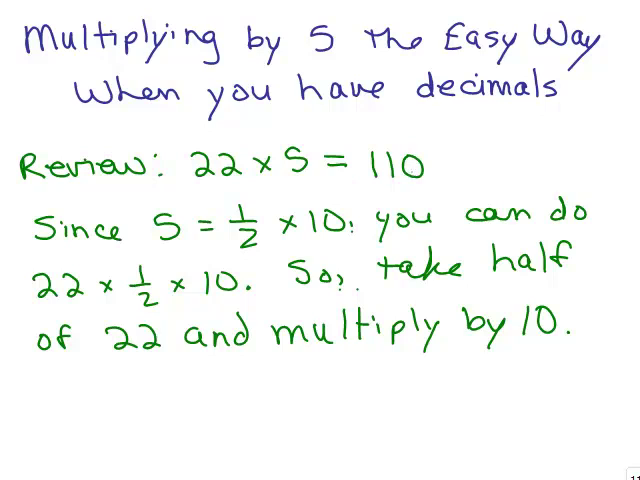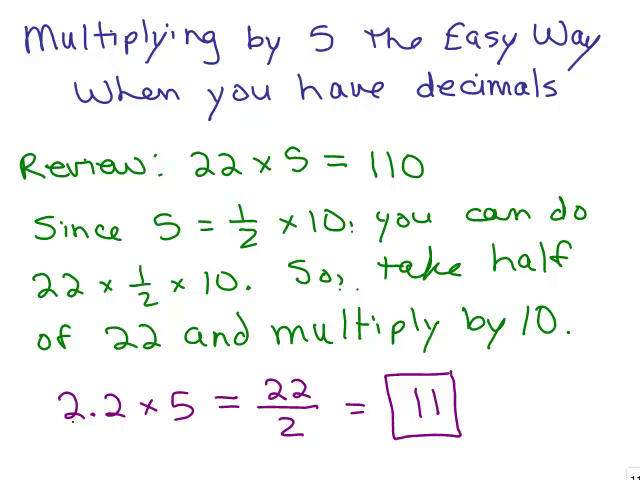All right, so what's it going to be if I had 2.2 times 5? Well, there's two ways of thinking about this. 5 is still half of 10, so you could either multiply by 10 and then take half, or take half and then multiply by 10. With decimals, it's usually easier to multiply by 10 first. If you multiply by 10, you just move the decimal one to the right, so you have 22. And now take half of that, which means divided by 2, so the answer is 11. So 2.2 times 5 is 11.